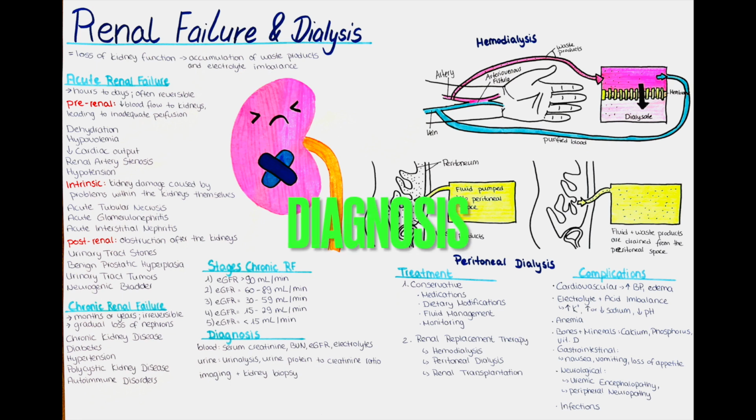How can we diagnose renal failure? As usual, our first step in the diagnosis is a thorough medical history and physical examination. We want to evaluate symptoms such as fatigue, decreased urinary output, and edema, and possibly identify risk factors and underlying medical conditions which can indicate renal failure.